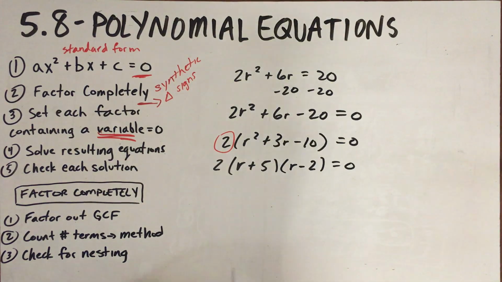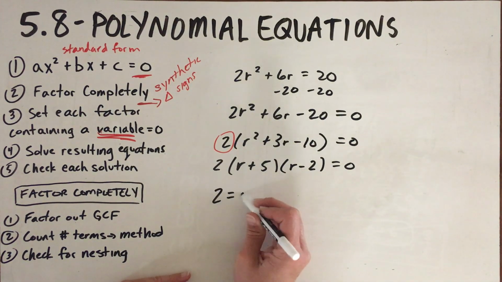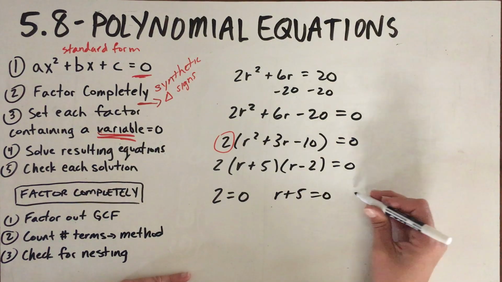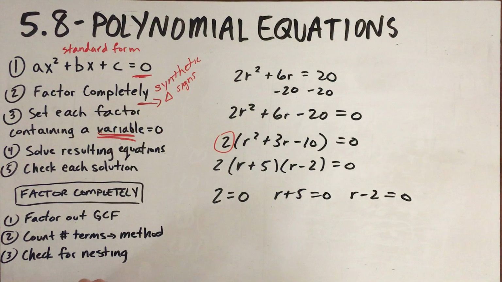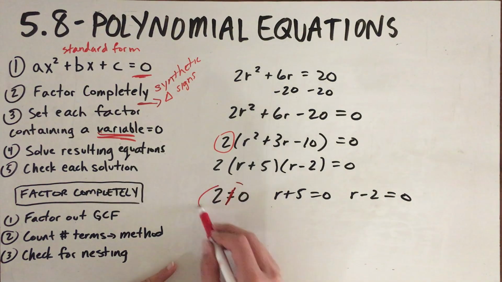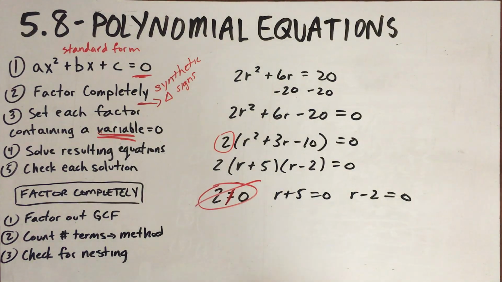And the reason why is because if I took this factor and I set it equal to 0, so I say that 2 is equal to 0, r plus 5 is equal to 0, and r minus 2 is equal to 0. Well, we all know this. 2 is never going to be equal to 0. So this factor ends up getting thrown out because a constant will never equal 0. So when we factor out GCFs, a constant GCF doesn't matter, but our variables do.